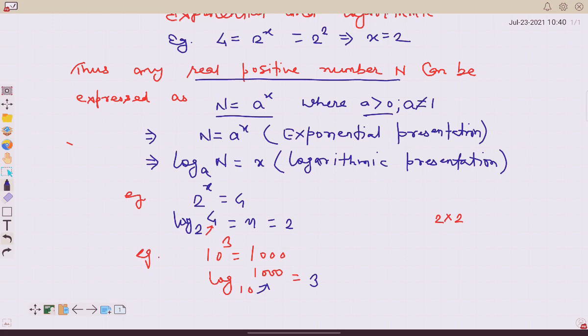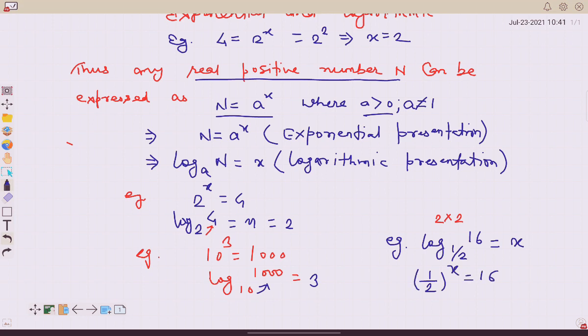Okay, so we will try to solve some questions and see how we can find the value of these. If we take another example, log of 16 with base 1 upon 2. What is the value of x? This one is written in logarithmic form, so we can easily convert it into exponential form. So we can write 1 upon 2 raised to the power x is equal to 16.